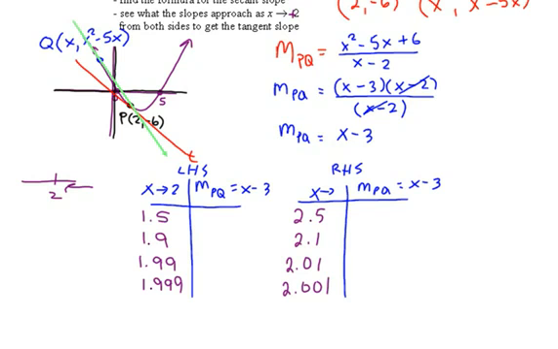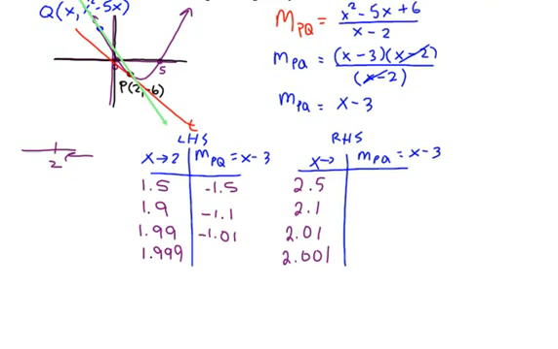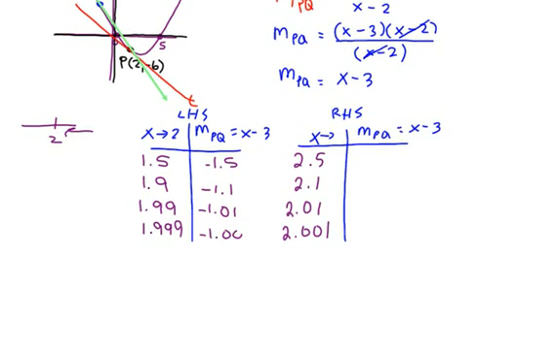1.5 minus 3. Negative 1.5. 1.9 minus 3. Negative 1.1. 1.99 minus 3. And then, okay, let's try the other side. 2.5 minus 3. Negative a half. 2.1 minus 3. 2.01 minus 3. Okay, so you can use your calculator for this. Let's plug them in.